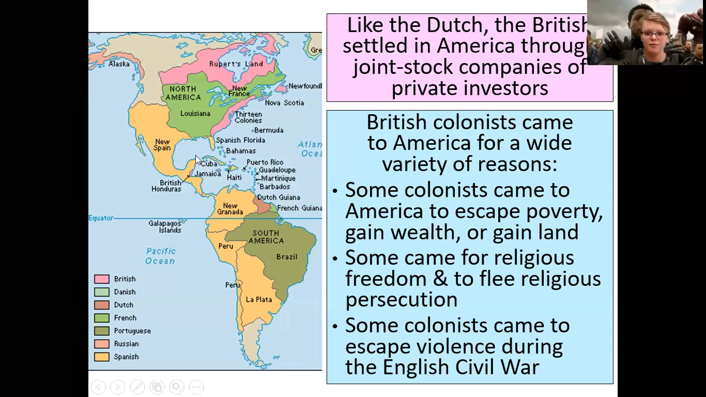Most of the people who came for land or wealth came to the southern colonies, like the Carolinas, Georgia, Maryland, and Virginia. Some came for religious freedom and to flee religious persecution. Those are going to be the Quakers, some Protestants, and a few Catholics, and they're going to settle in the northern colonies such as Maine, New Hampshire, and Vermont. And some came to escape the violence during the English Civil War.